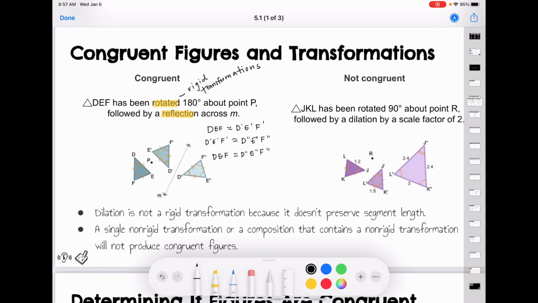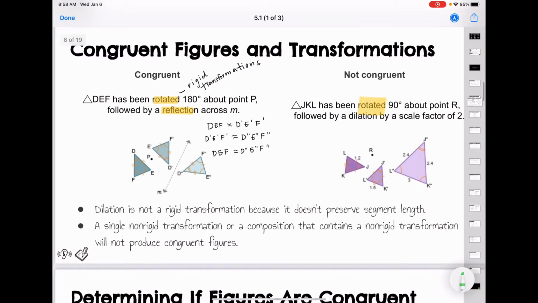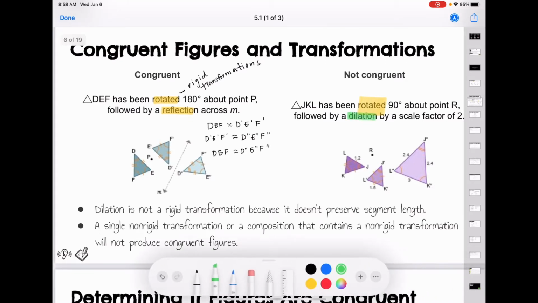Now let's look at when we have a non-congruency. Here we see that angle JKL has been rotated, so we have a rotation, 90 degrees about point R, followed by a dilation by a scale factor of 2. So here we see something new. And what we see that's new here is we have what is called a dilation. What is a dilation? Well, a dilation is basically an increasing or a decreasing in size by a specific scale factor. A dilation is not a rigid transformation.